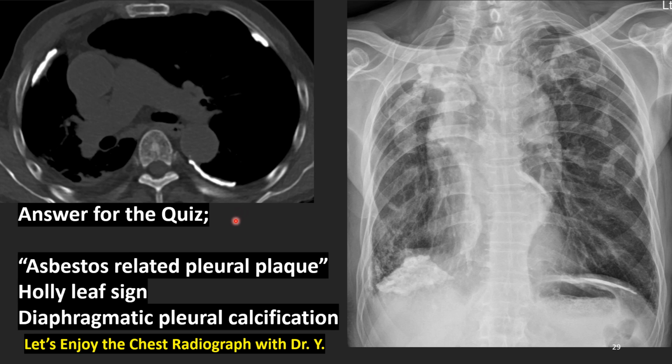Let's move on. Answer for the quiz of last session. You got it? Bingo. Asbestos-related pleural plaque. Do these calcifications look like a holly leaf? We call this the holly leaf sign. And diaphragmatic pleural calcifications, which we also see here, are sometimes told as pathognomonic for asbestos-related pleural plaque.